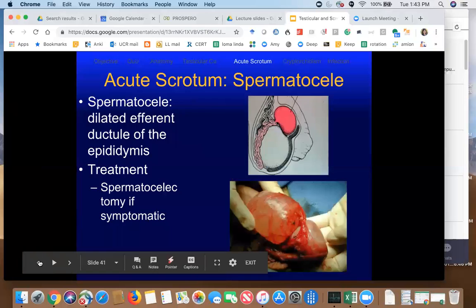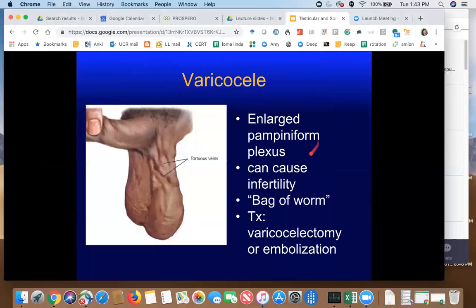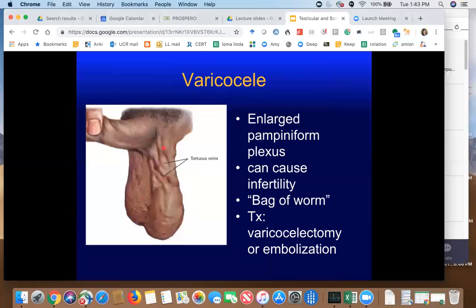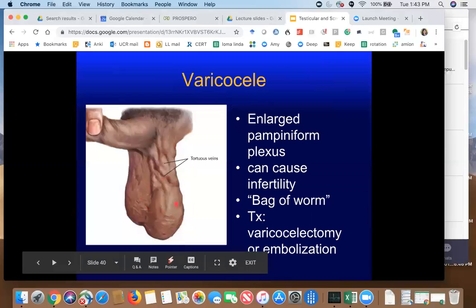Varicoceles are dilatation of the pampiniform plexus. Most commonly they're benign, just from venous hypertension or valvular insufficiency, but they can cause discomfort and pain. In some cases, they can cause infertility because the temperature in the scrotum is higher, and so that leads to impaired spermatogenesis.